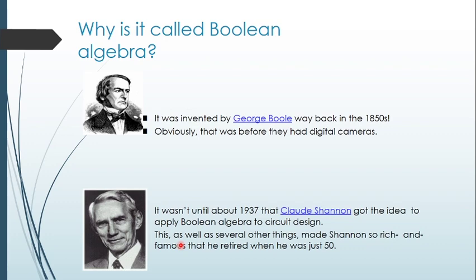So why is it called Boolean algebra? Basically because of the scientist who actually invented it. Boolean algebra was invented by a scientist called George Boole way back in the 1850s. Obviously, back then there were no digital computers. It wasn't until 1937 that another scientist called Claude Shannon got the idea to apply Boolean algebra to circuit designing. So it came to circuits much later, but it was there in the 19th century.